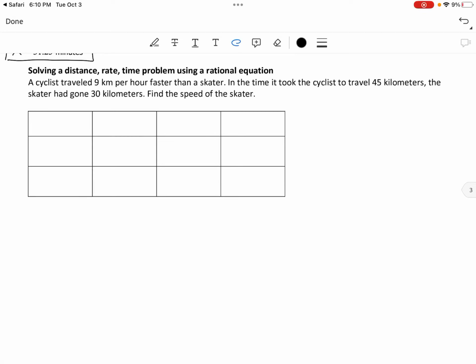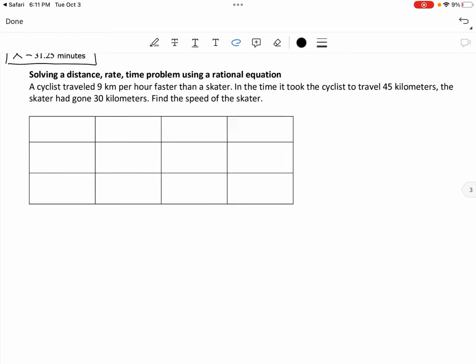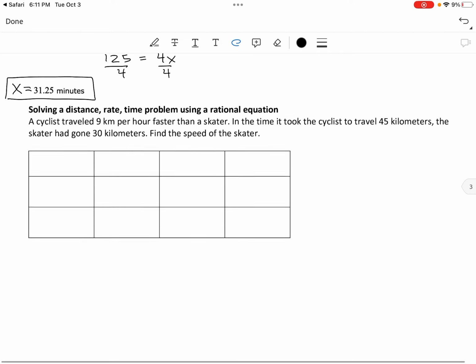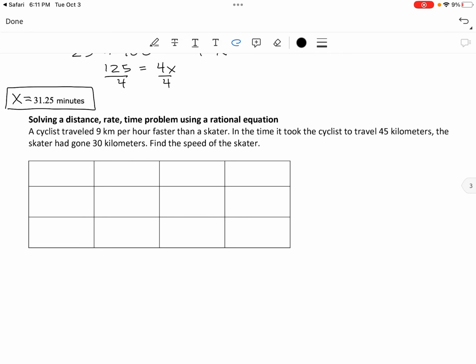All right, so this one I'm going to do solving distance, rate, and time problems, again using rational equations. The table is here to just help organize the information. One thing also to keep in mind is that distance is equal to rate times time. Or if you divide by r on both sides, you could also say that time is equal to distance divided by your rate.